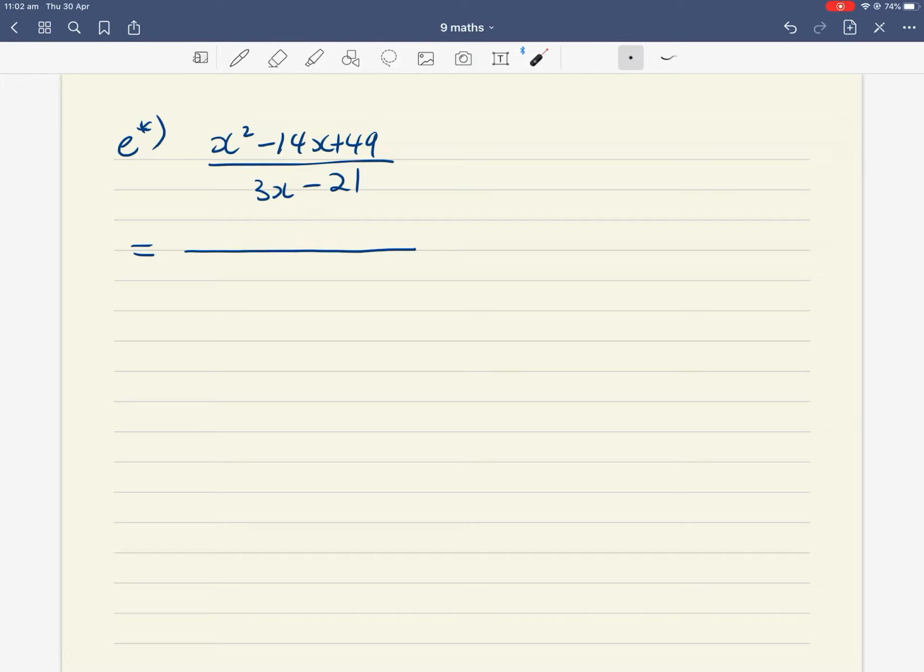At the moment, the top is a bit scary, so let's just leave that alone. We can easily factorize the denominator because 3x and 21 have a common factor of 3. And what's left over is just x minus 7. Now we have to go back to the scary looking numerator.